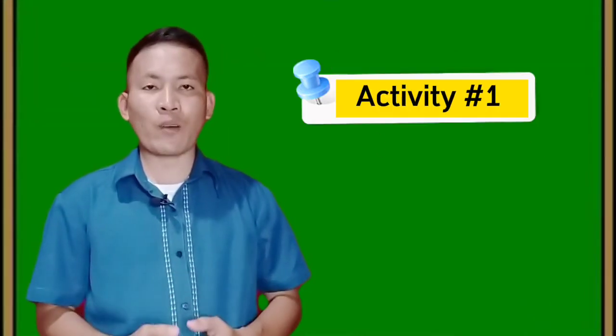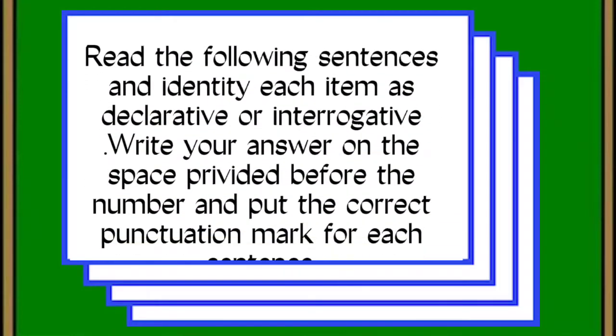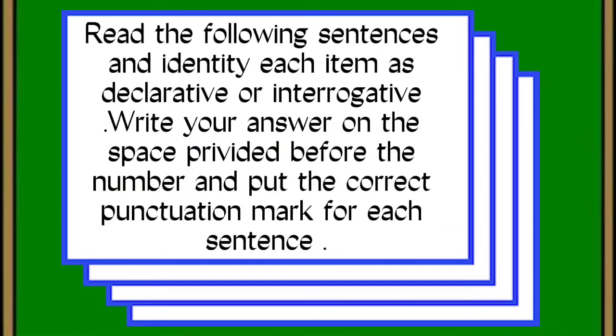For activity 1, it is being called Guess What? Direction: read the following sentences and identify each item as declarative or interrogative. Write your answer on the space provided before the number and put the correct punctuation mark for each item.